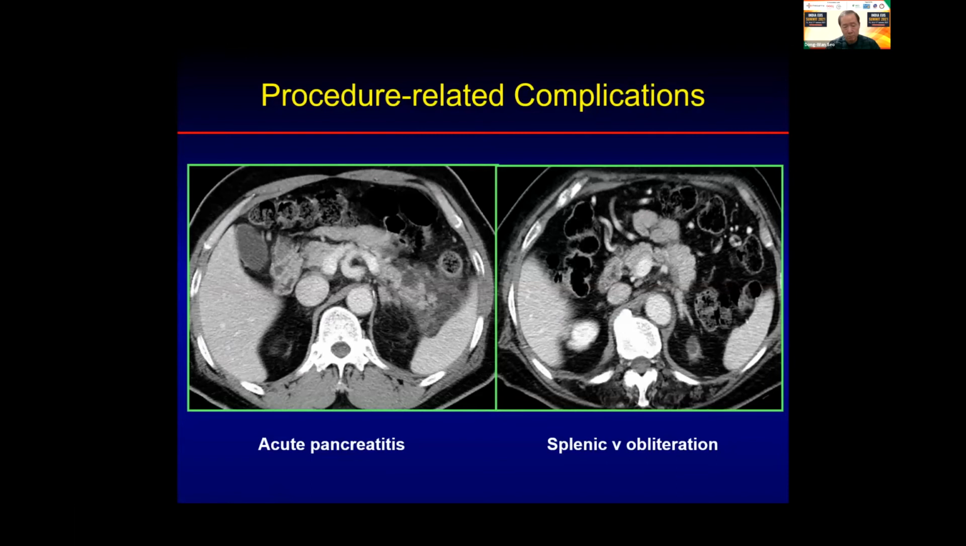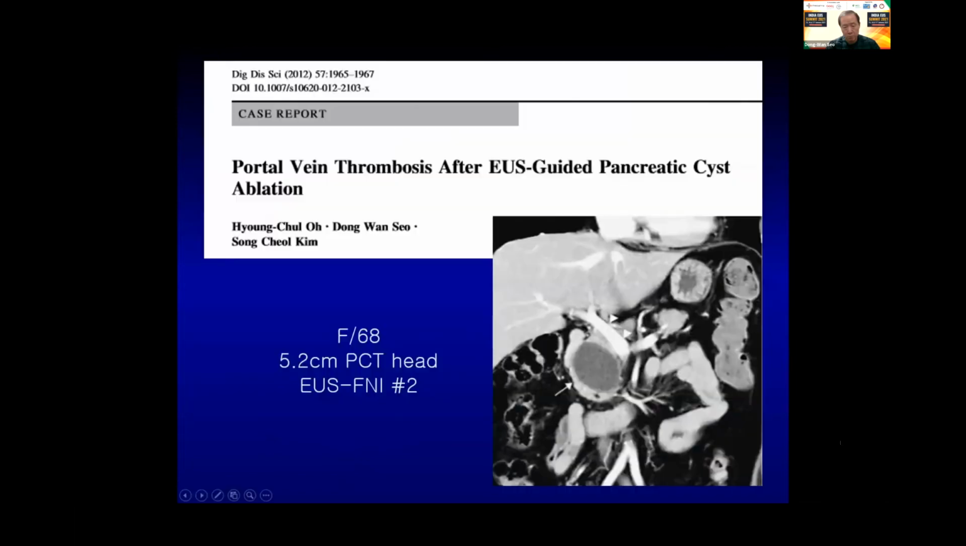This is an acute pancreatitis case after US-guided ablation. And this is a splenic vein thrombosis case. The most serious complication we experienced was main portal vein thrombosis. And this was the case. The cystic tumor was located very closely to the main portal vein.